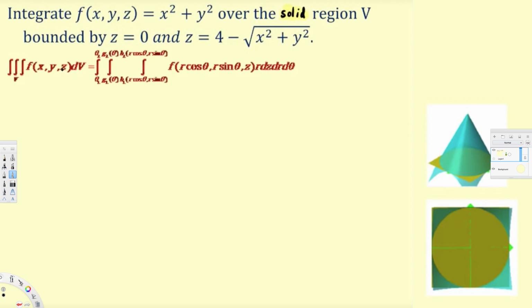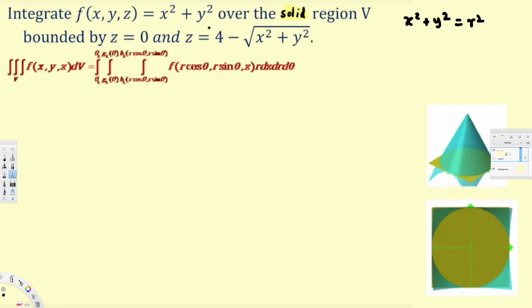When we convert rectangular coordinates to cylindrical coordinates, x will turn into r cos theta, y will turn into r sin theta, and z will remain the same, that's going to be z, and dV will turn into r dz dr d theta. And also when we have x squared plus y squared, we can replace this with r squared, same as polar coordinates. Now this function is going to be just r squared, so this is not a problem.